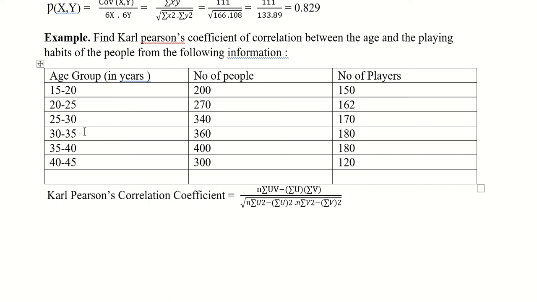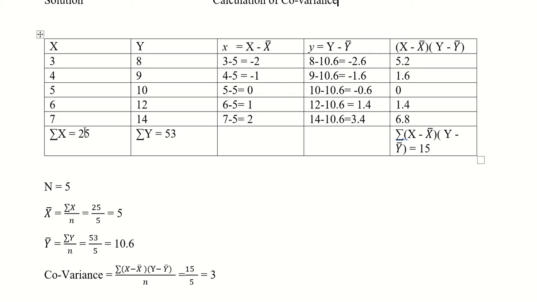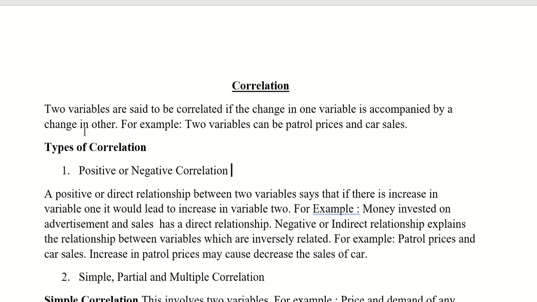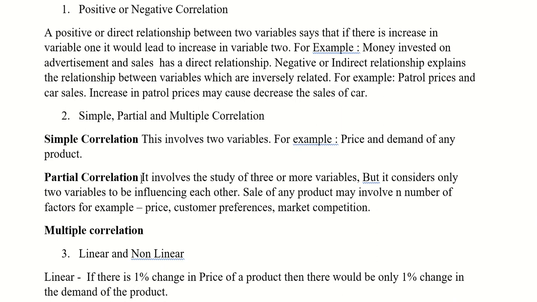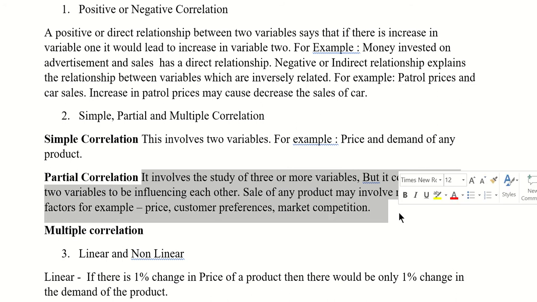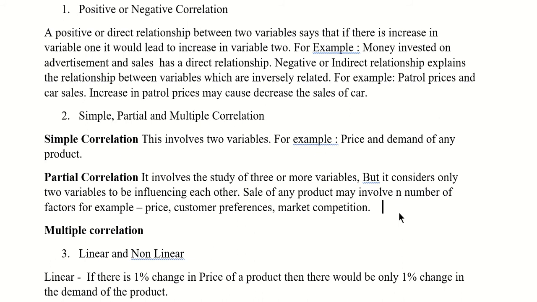But we have to calculate correlation between only two things, and we discussed this in one of the types of correlation also. I'll just show you again. Like simple correlation and partial correlation, in which we discussed that it involves a study of three or more variables, but it considers only two variables to be influencing each other. Maybe you are given three or more variables, but what we have to do is find correlation only between two variables. So this is a question of partial correlation which we are doing today.